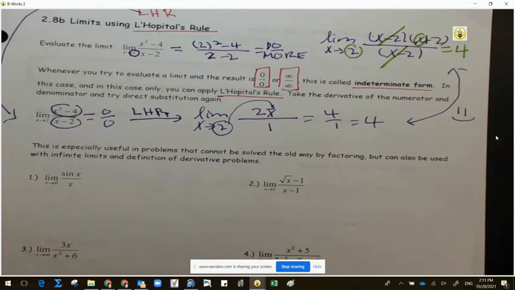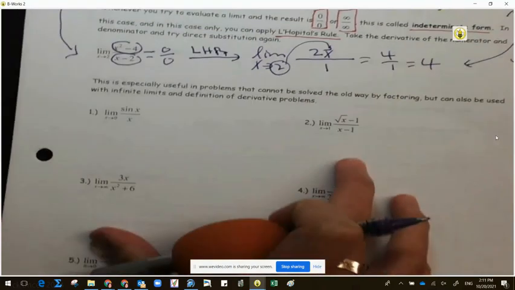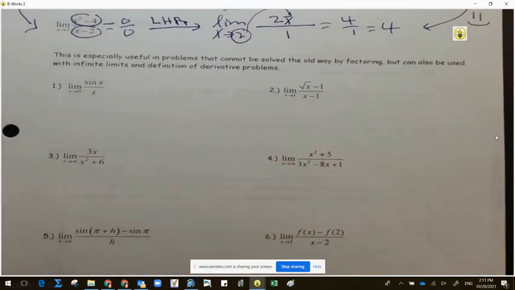The reason I didn't teach you that before was because I didn't teach you how to derive yet. But now that you can find a derivative, you can do that every single time. If it's 0 over 0, infinity over infinity. All right? So let's do a question like it. Let's go on to number 1.